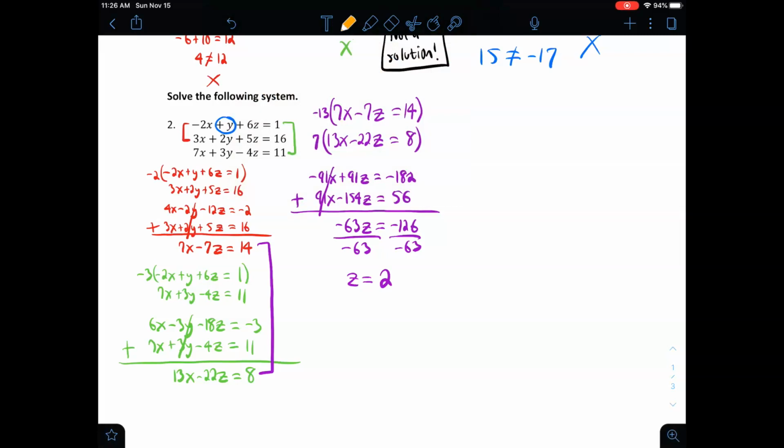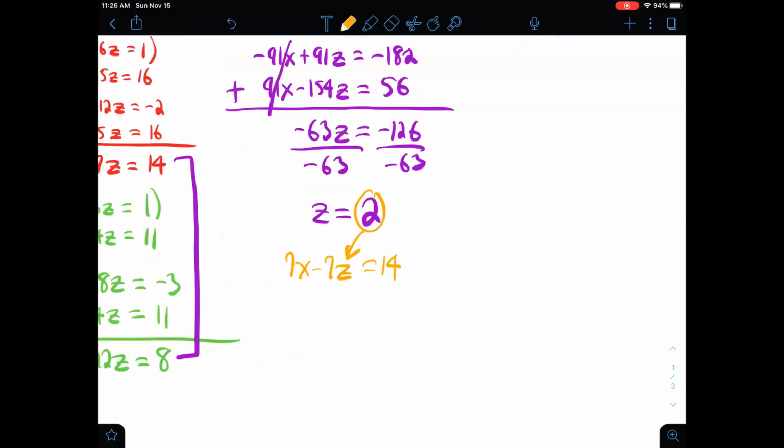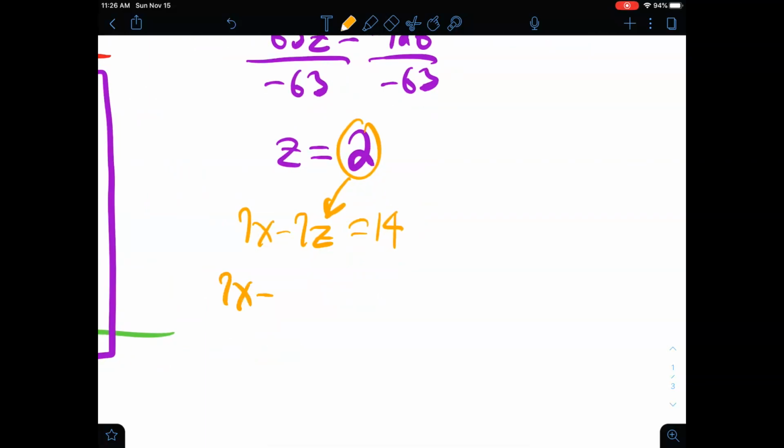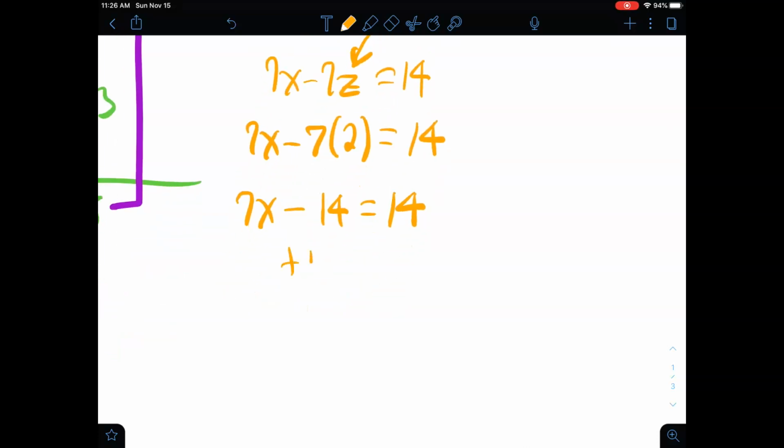So now I need to take this 2 and plug it into either this equation or this equation to figure out what x is going to be equal to. I'm going to plug into, which one did I plug into? I plugged into this one right here, the 7x minus 7z. So we're going to do 7x minus 7z equals 14. We're going to plug in this 2 for z because z equals 2. So we have 7x minus 7 times 2 equals 14. 7x minus 14 equals 14. When you multiply 7 times 2, you get 14.